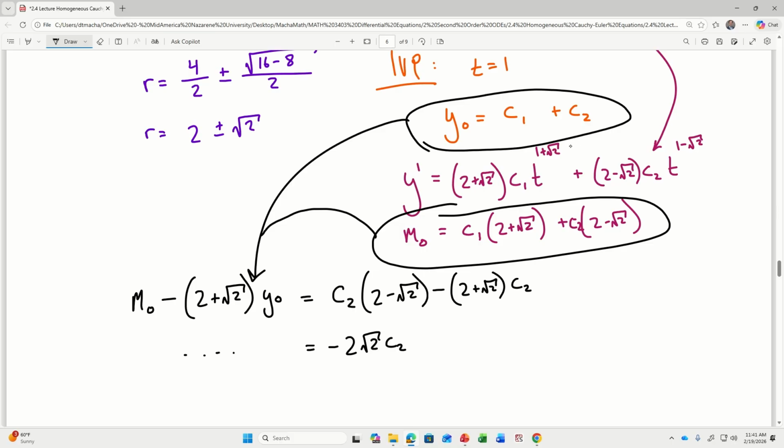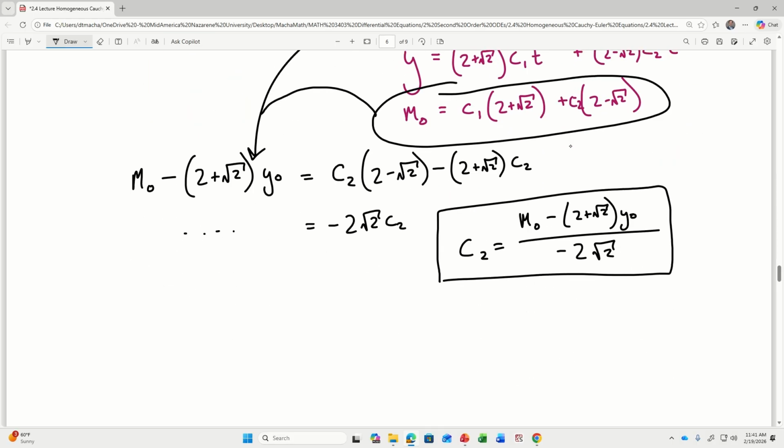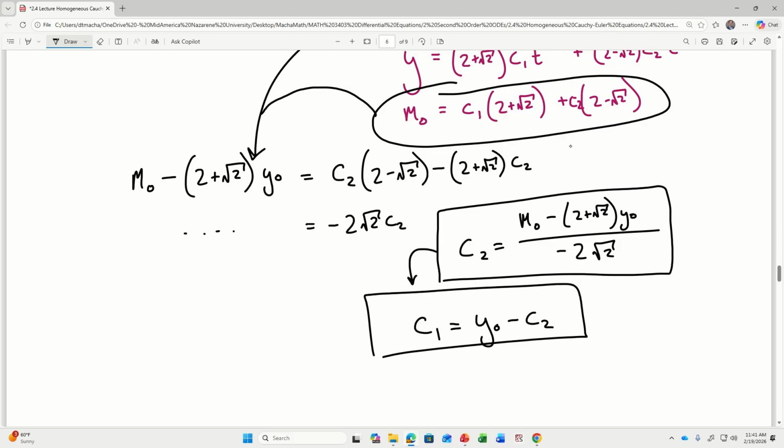Same thing on the left side. And then I can solve for C2. And C2 is going to be equal to M0 minus 2 plus square root of 2 Y0 divided by negative 2 square root of 2. And knowing C2, I can calculate C1 because C1 is just Y0 minus C2. And so having calculated C2 first, now I can calculate C1.